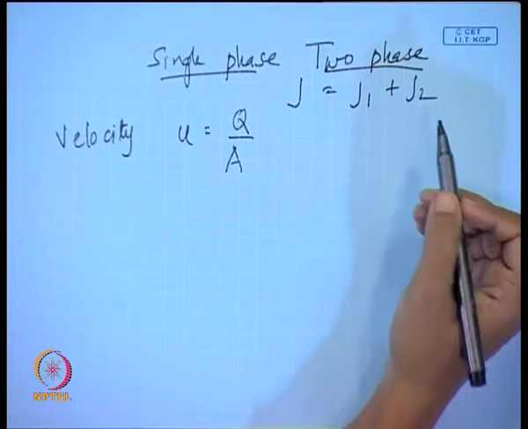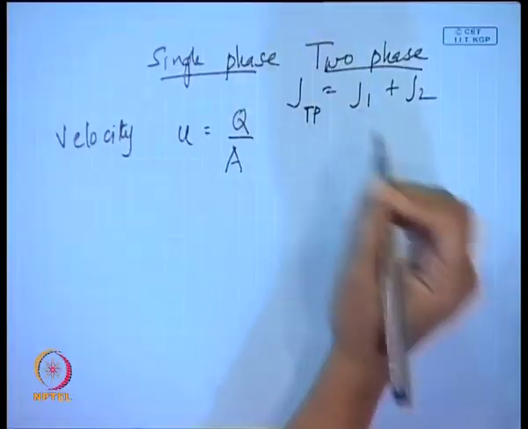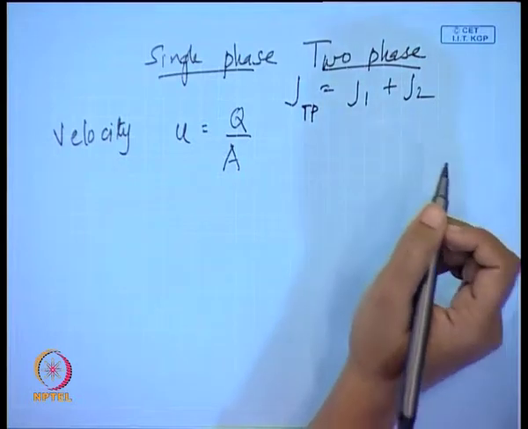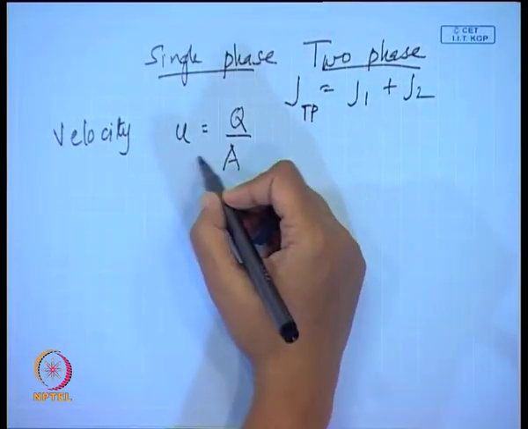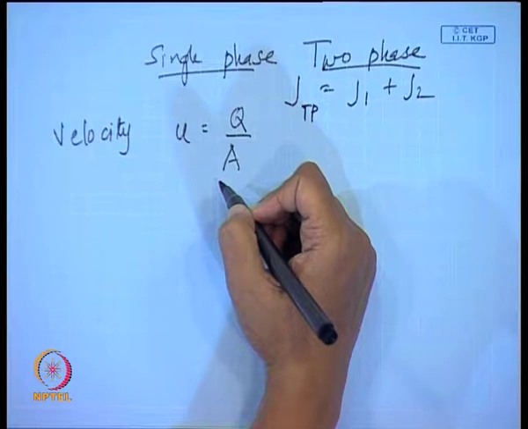Instead of one interface, we will maybe be having two interfaces. Very sorry, it is JTP, very true. So, therefore, here we have velocity equals Q by A.